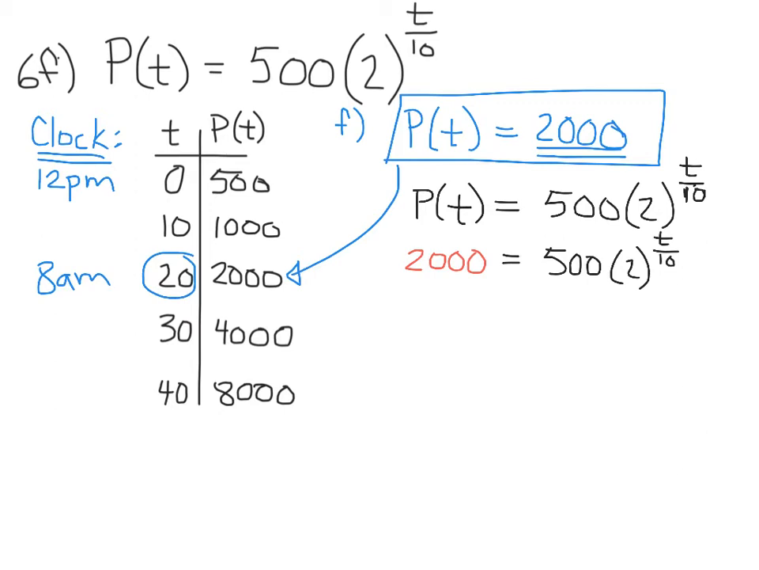So the first thing I'm going to do here is divide both sides by 500. So I end up with, that cancels each other out. So this is 2 to the power of t over 10. And when I do 2,000 divided by 500, I get the answer of 4.